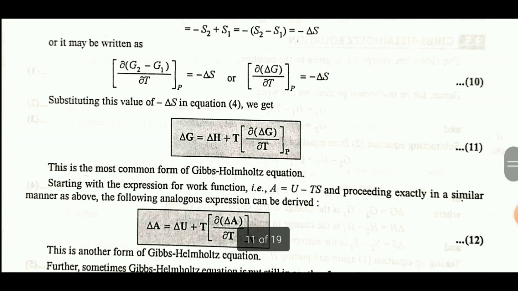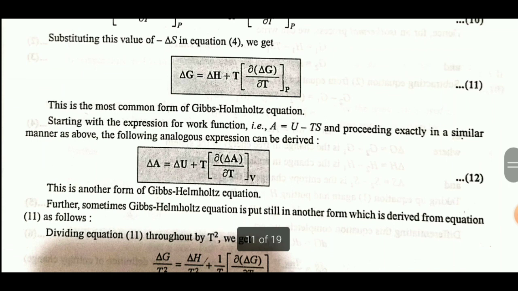This is the most common form of Gibbs-Helmholtz equation, starting with the expression for the work function, that is A is equal to U minus TS, proceeding exactly in a similar manner as above. The following analogous expression can be derived: ΔA is equal to ΔU plus T(∂ΔA/∂T) at constant volume. This is another form of Gibbs-Helmholtz equation.